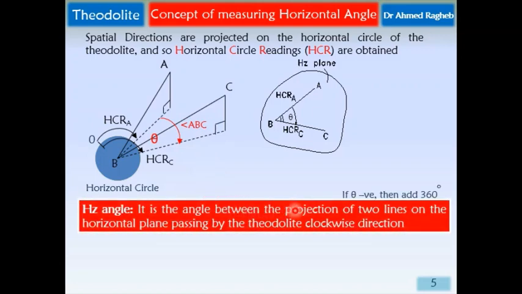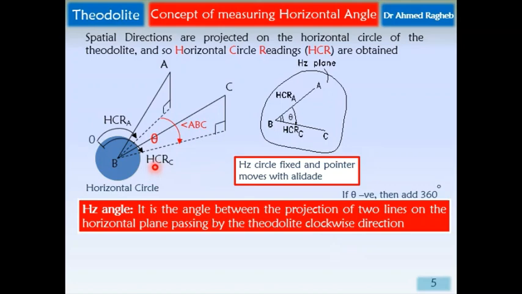So it is the angle between the projection of two lines on the horizontal plane passing by the theodolite في اتجاه عقارب الساعة. Any horizontal angle could range from 0 up until 360 degrees. If it sometimes happens that theta is a negative value, or the horizontal angle is a negative value, then we add 360 degrees because 360 does not affect the angle.